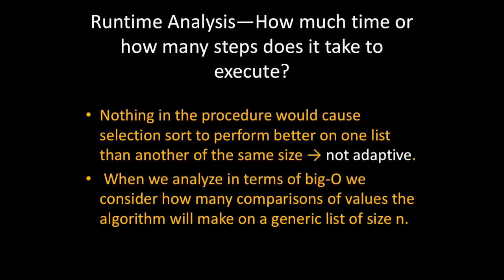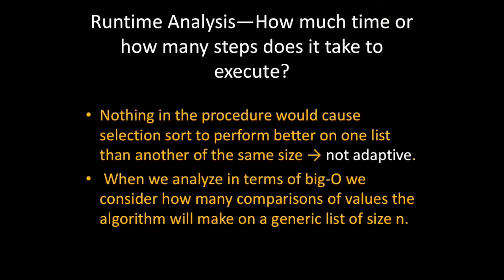So there's really nothing in the selection sort procedure that would cause it to perform better on some lists than others of the same size. Now this means that it is not adaptive. If it were adaptive, some lists would be better than others, even if their size were equal. So insertion sort, for example, does a lot better on lists that are almost sorted, whereas selection sort will do the exact same thing whether the list is in reverse order or doesn't have a single element out of order.